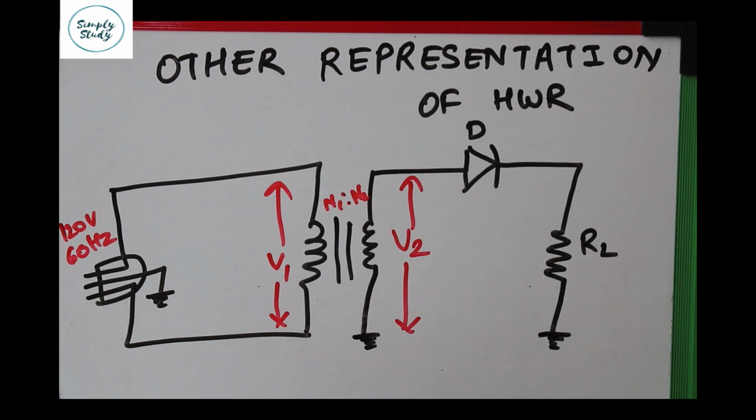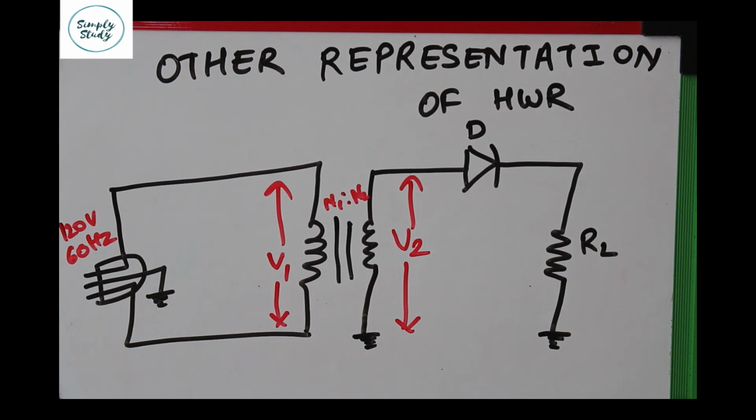Let us see the other representation of half-wave rectifier. Many times, half-wave rectifier circuits are shown with transformer. This is how the circuit looks. The output of this circuit will also be the same as seen before.